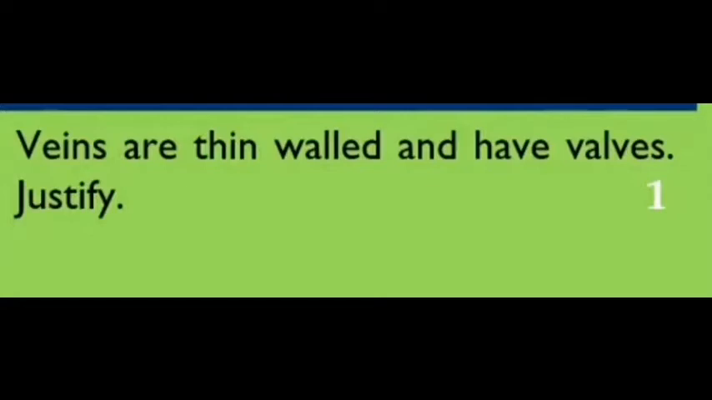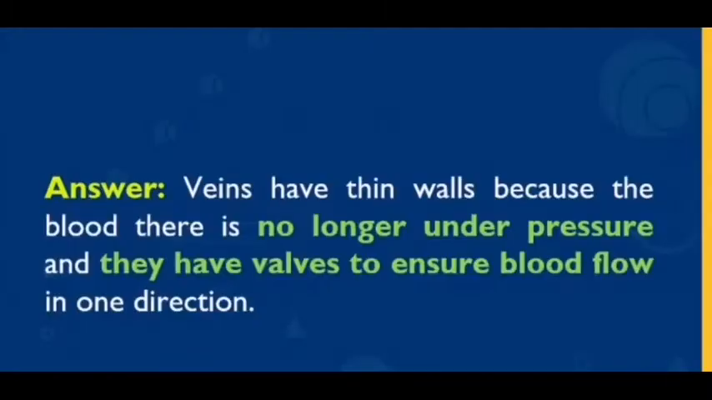But you don't need to explain all these things for writing the answer. You have to write the answer in just a sentence because it is a 1 mark question. You can write the answer as: veins are thin-walled because the blood flowing through the veins is not under pressure and they have valves to ensure blood flows only in one direction.